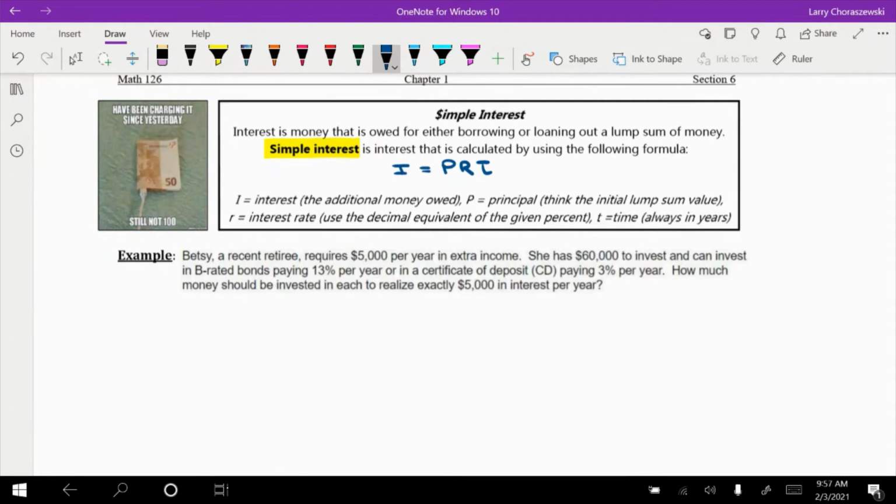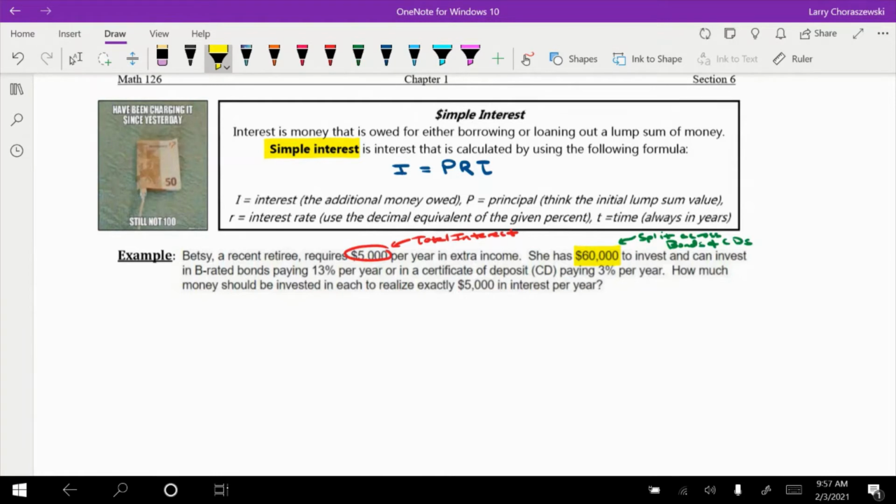But by the end of 1 year, the interest that she's going to earn from bonds added to the interest from the CDs should total $5,000. I just want to make a note that this $5,000 is going to be the total interest. Now she walks in with $60,000, and this $60,000, I want to note, is split across bonds and CDs.